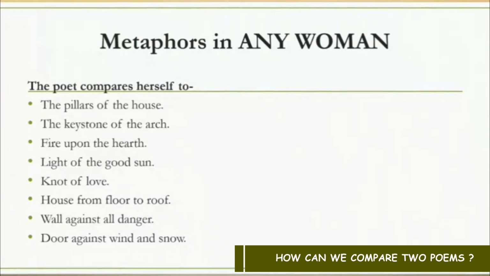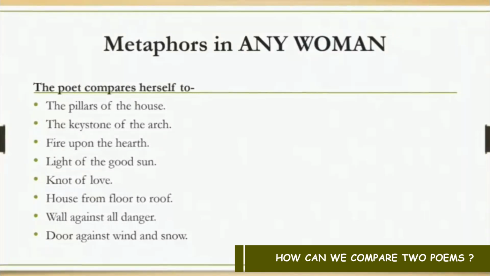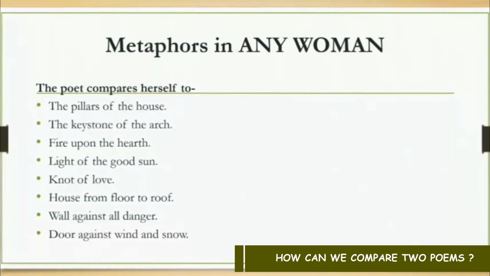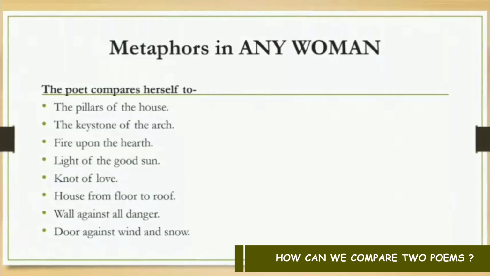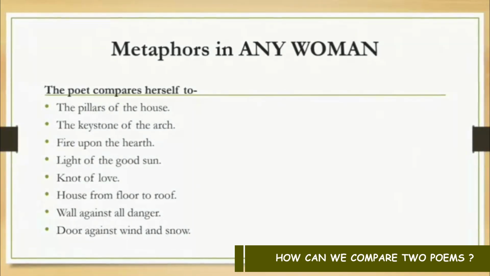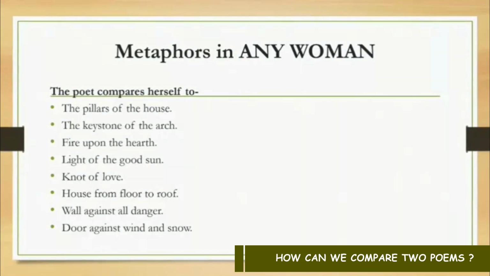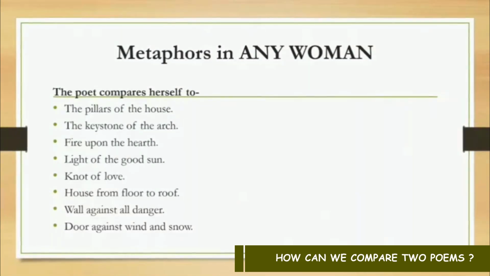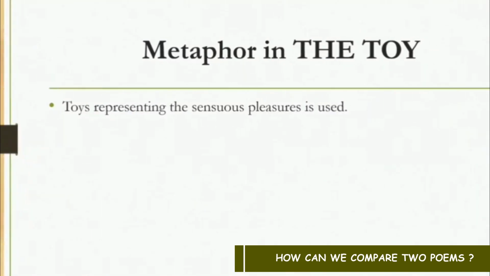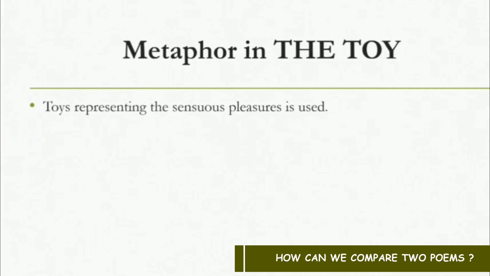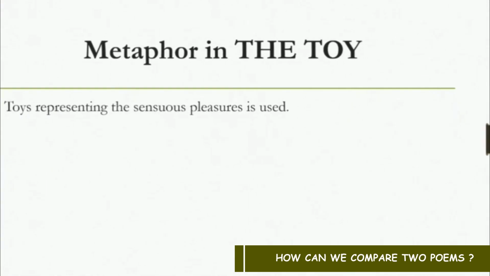Look at this slide. The poem Any Woman uses a lot of metaphors. The speaker compares herself with the pillars of the house, the keystone of the arch, the fire upon the hearth, light of the good sun, the heat that warms the earth, the light of love, note of love, house from floor to roof, wall against all dangers, and door against the wind and snow. Meanwhile, in the poem The Toys, only a single metaphor, that of the toys representing the sensuous pleasures, is used. Both poems contain many word pictures.